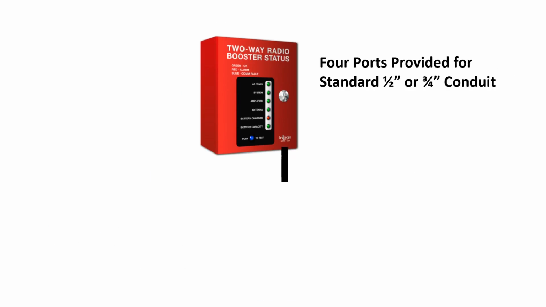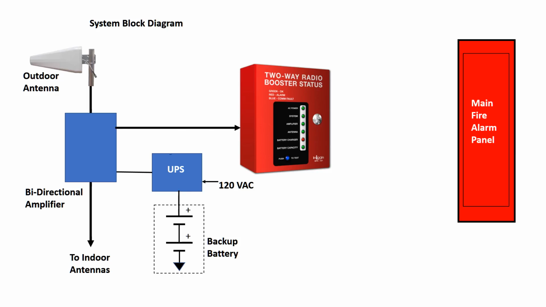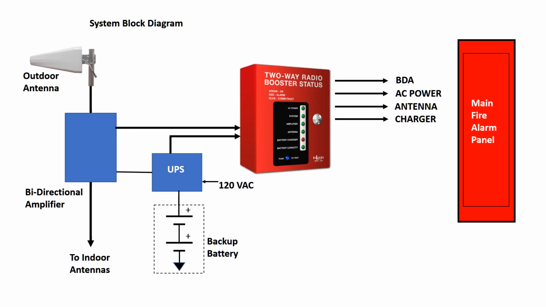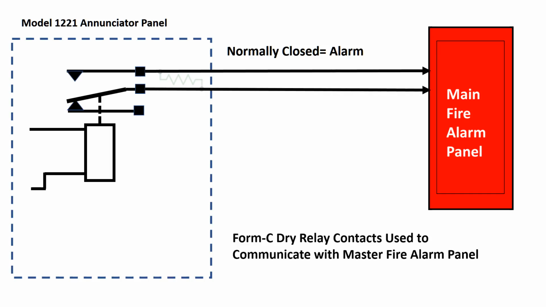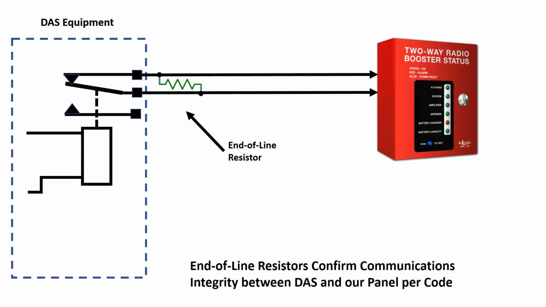It includes 4 easily removed conduit knockouts in the base of the enclosure that mate with standard fittings. The unit serves as an interface device between your amplifier, donor antenna, power supply, and backup battery, communicating with the main fire alarm panel in your building. It provides industry-standard Form C dry relay contacts that communicate with your building's alarm and has internal connections for the required end-of-line resistors.